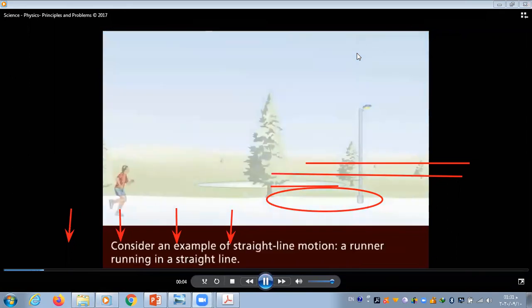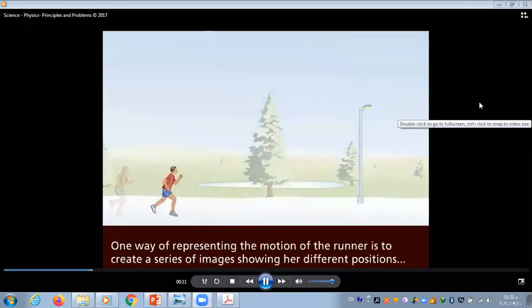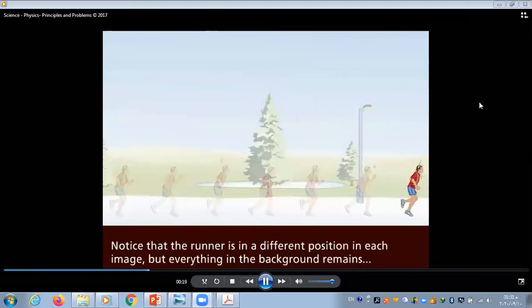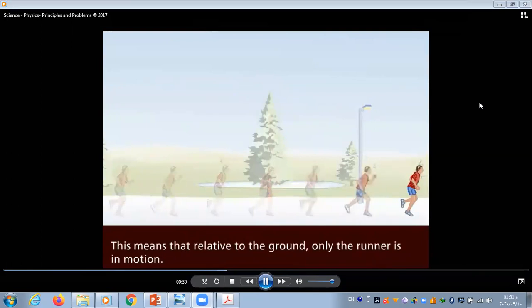Consider an example of straight line motion. A runner running in a straight line. One way of representing the motion of the runner is to create a series of images showing her different positions at equal time intervals. Notice that the runner is in a different position in each image, but everything in the background remains in the same position. This means that relative to the ground, only the runner is in motion.